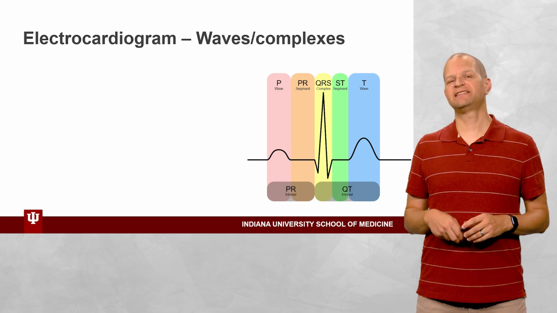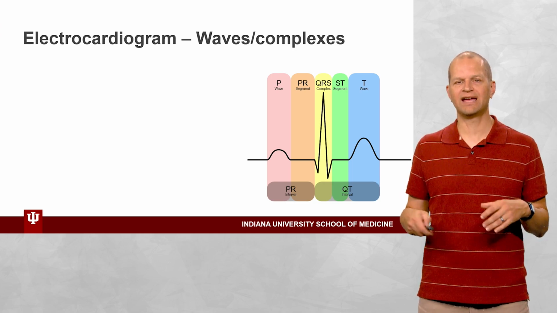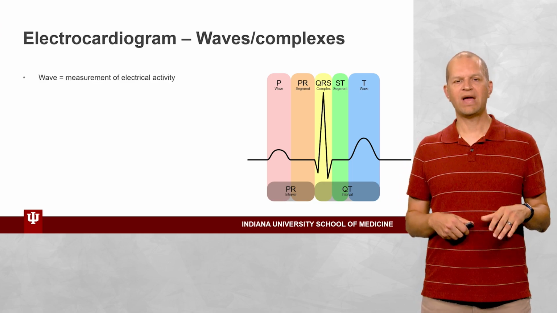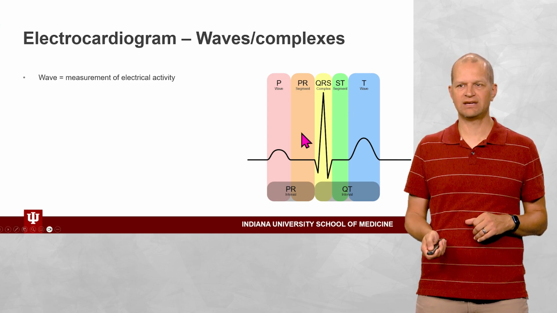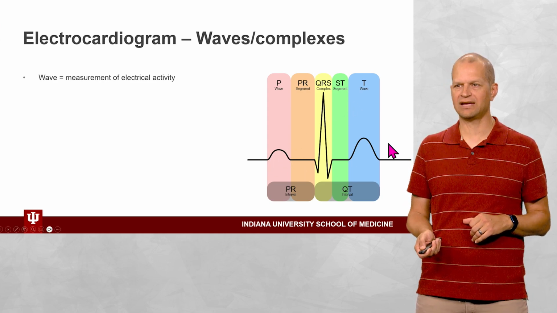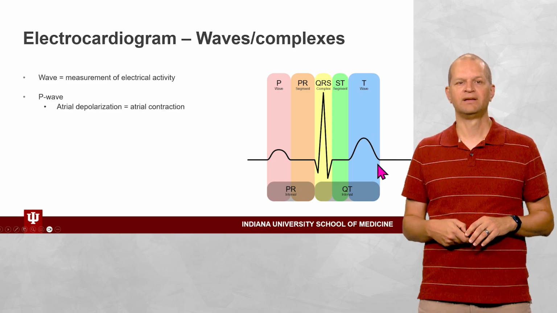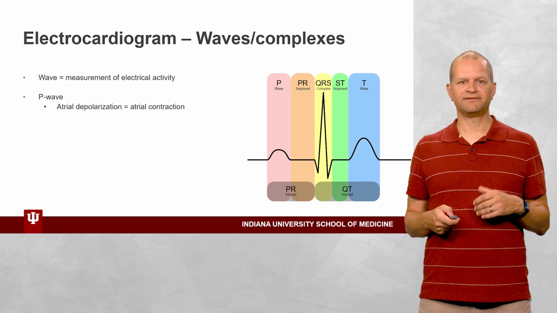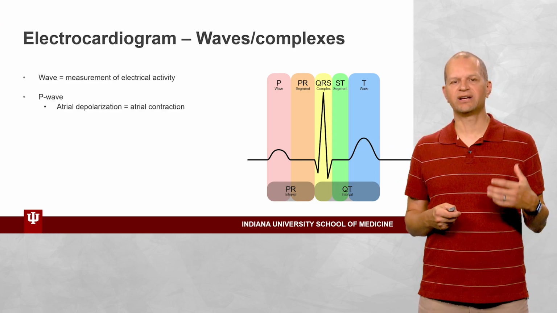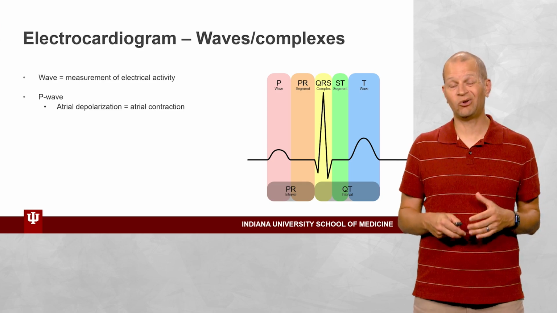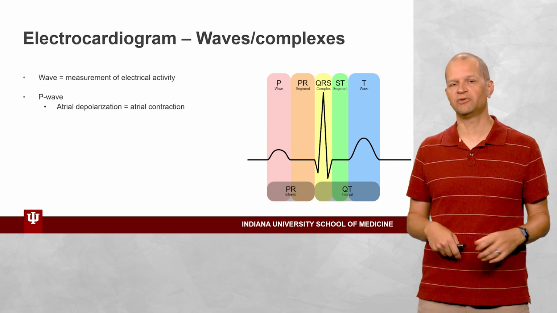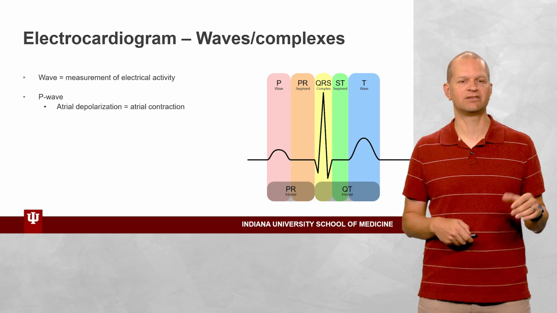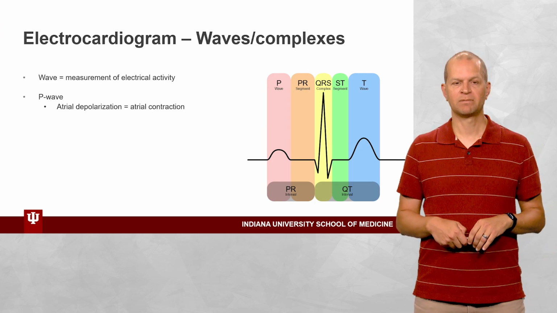So when it comes to the EKG, we have waves, we have complexes. A wave is wherever we have electrical activity, okay? And so you can see we've got a couple of waves here. We've got the P wave and we've got the T wave, okay? The P wave is when the atria are depolarizing. And when they're depolarizing, they're getting ready to contract, just like we've talked about with muscle physiology as well as action potentials in a neuron.